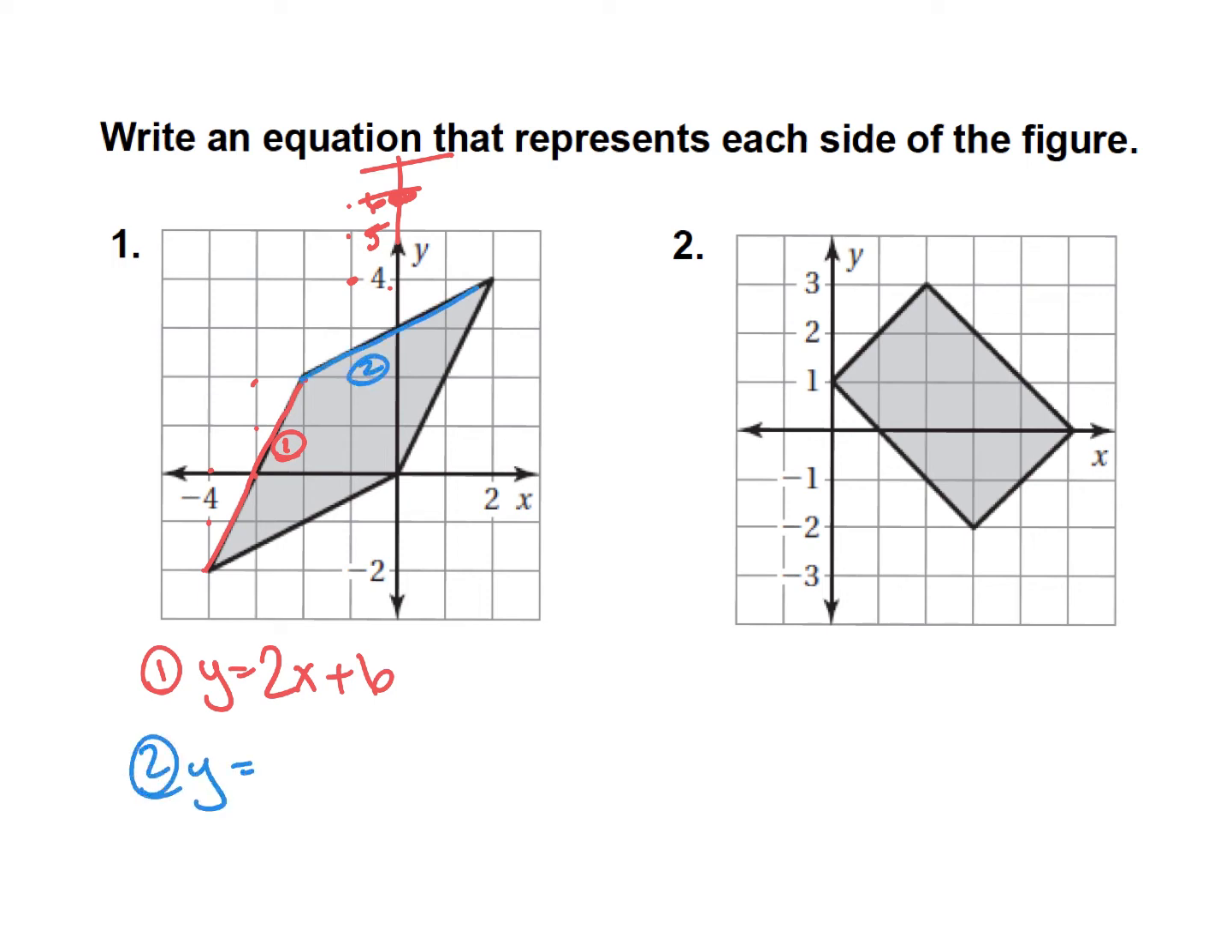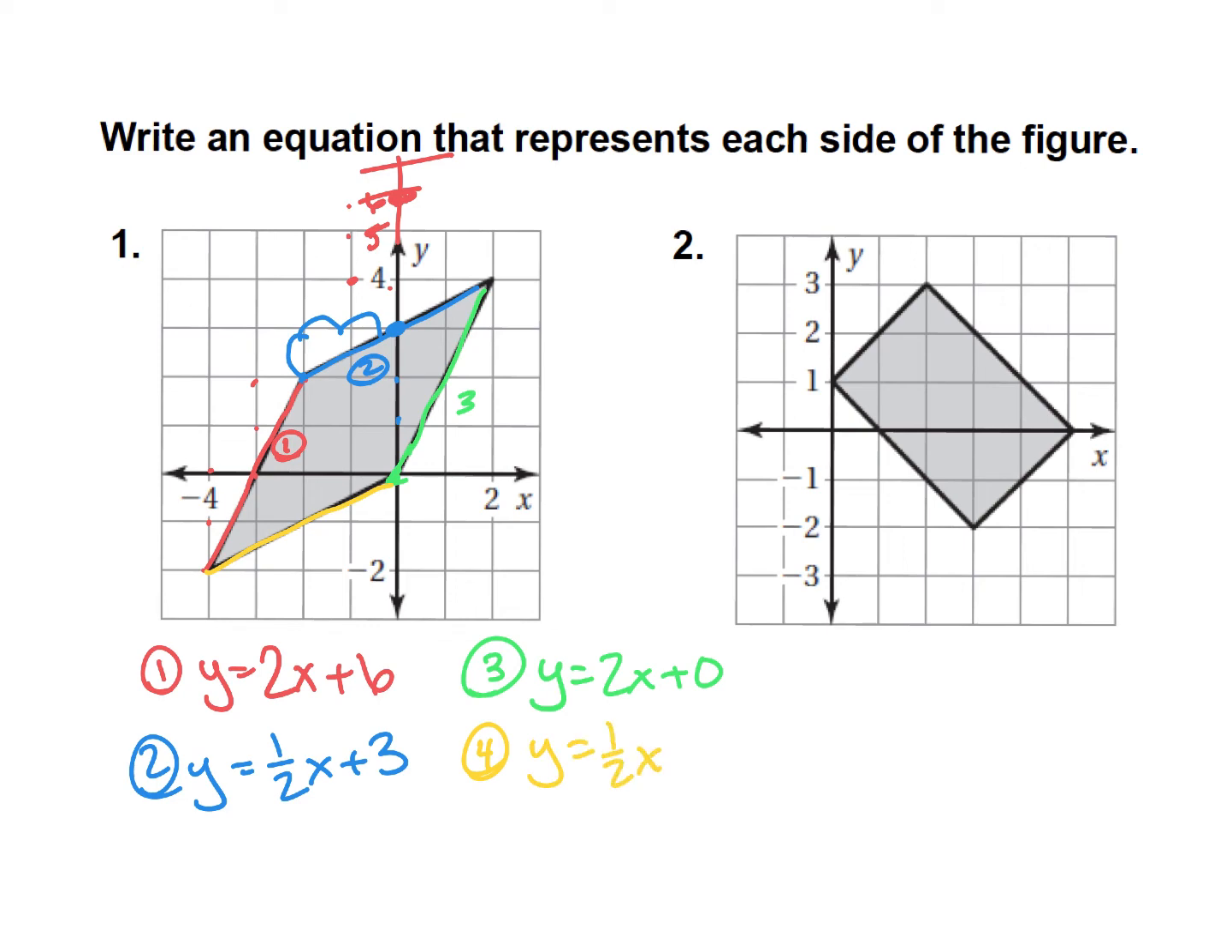Side 2, y equals something x. We know what the y-intercept is. That time it's easy. 1, 2, 3, so that's plus 3. And we're going to go up 1 to the right, so that's 1/2. Number 3 is going to be parallel to number 1. Y equals, it's going up, so I'll call it 2x, and it crosses our y at 0. So you can put plus 0 or you don't have to. Number 4, again, parallel to that first one, so y equals 1/2 x, and again, we see that it crosses at 0.